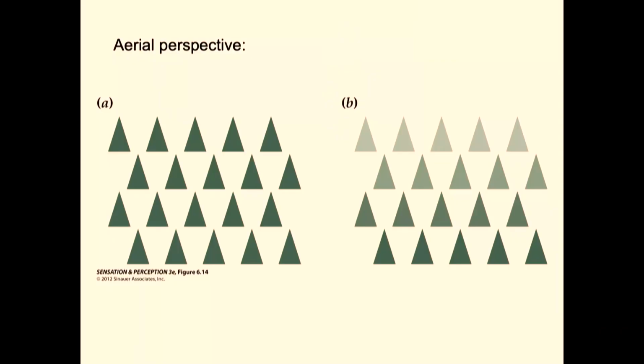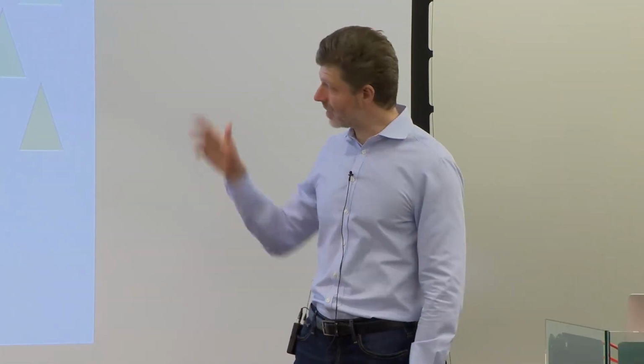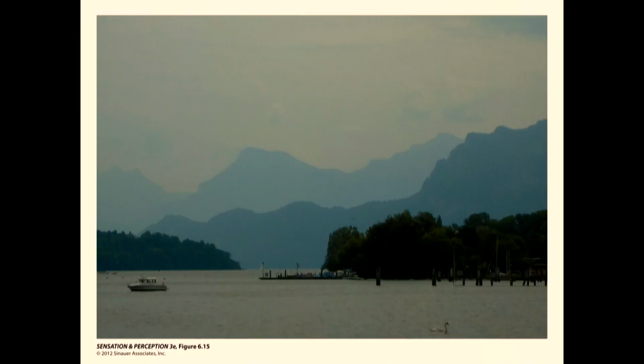Okay, another cue to depth is aerial perspective. In general, things that are further away are more blurry because as light travels through the air, it gets scattered, and things also tend to look a little bit more bluish. You can see this oftentimes in photographs. This is a photograph of a beautiful landscape, and the stuff that's further away is lower contrast, blurrier and a little bit bluer.